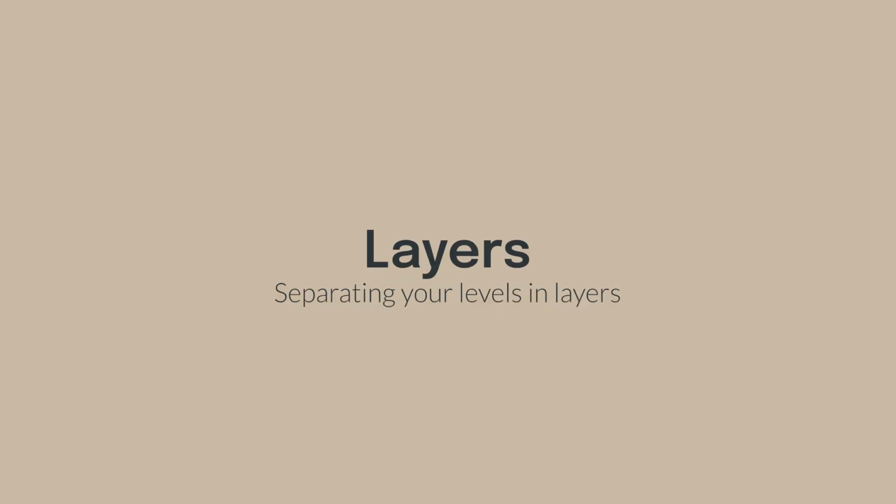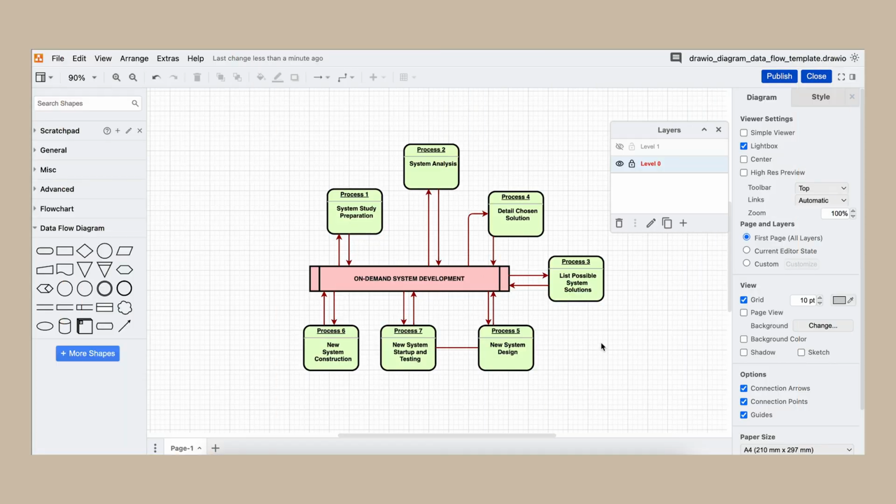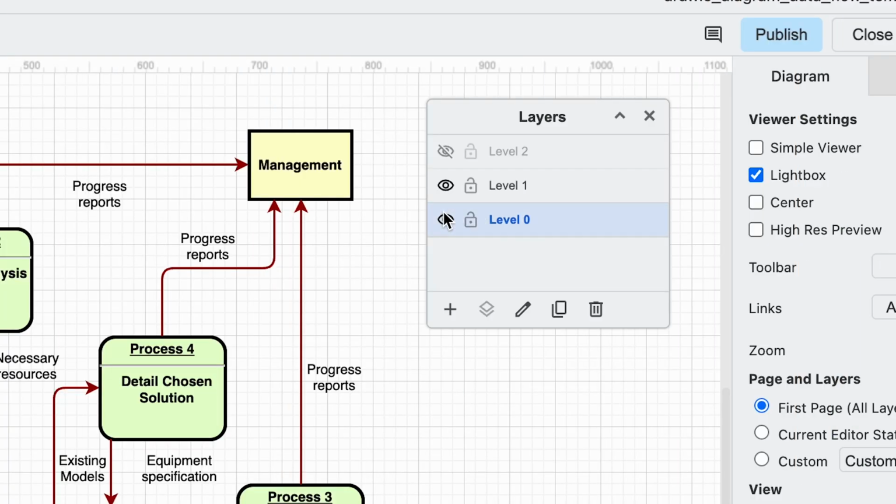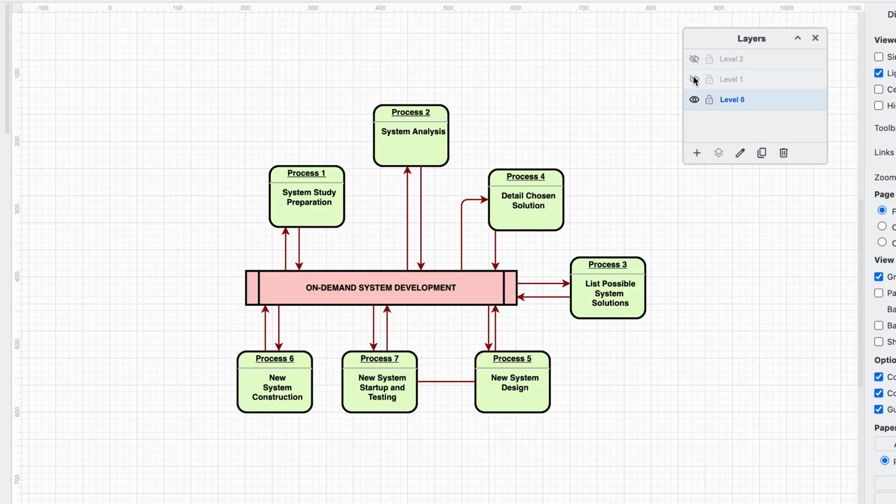The second approach is working with layers. Instead of having multiple pages, you keep everything in one page and then you separate the detail levels through layers. For example, we have our first layer here, which is our context diagram as level zero. And then we have our second layer, which is the more detailed level one. In the layer panel, you can toggle the visibility of each level, revealing the details of your choice.